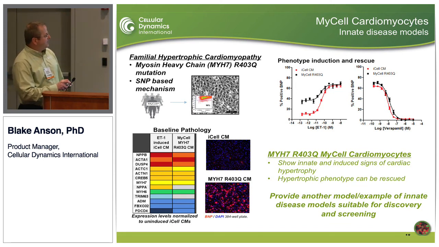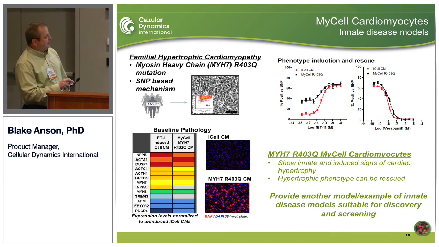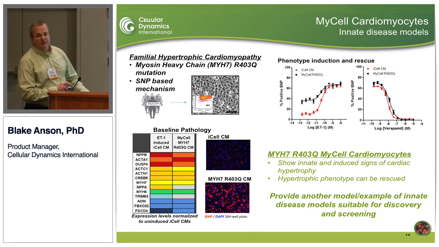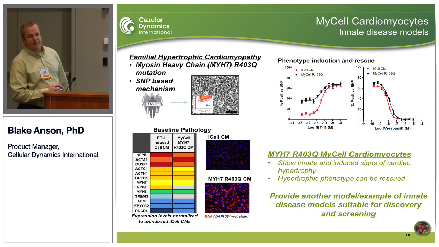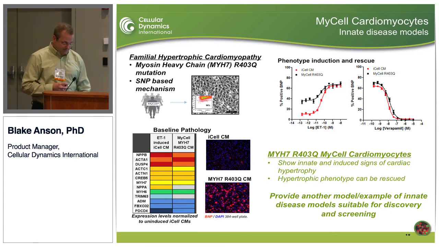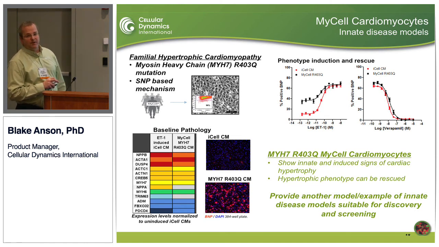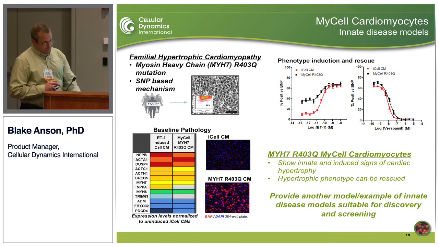So these cells have a propensity for that hypertrophic phenotype right off the get-go. You can see here from expression levels where you've got virtually no expression of BNP in the normal cardiomyocytes, you've got a lot of BNP expression at the baseline level for the mutated cardiomyocytes, or the clinical cardiomyocytes. Similar to the wild type, we can further induce that phenotype with endothelin, and it can be competed away, in this case with verapamil. So again, we've got a screenable system, but now it's from a disease phenotype or a donor sample. It really just provides another example of innate disease models.